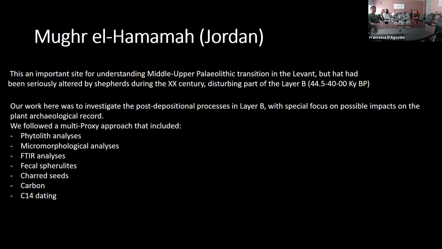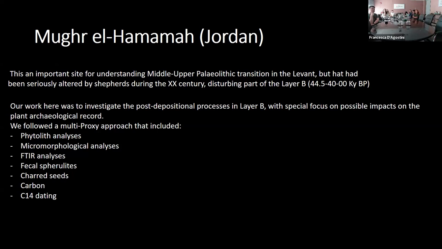And that's the last example. This is in the Mugharet el-Hammama site in Jordan. This is an important site for understanding the Middle to Upper Paleolithic transition in the Levant. The site had been seriously altered by shepherds during the 20th century. That distorted part of layer B, which was dated to 44 to 40,000 years. So our work here was to investigate the post-depositional processes, not so much the phytoliths, because we saw them but not that many. We wanted to understand what happened there, because of all this disturbance, with a special focus on possible impacts on the plant archaeological records.